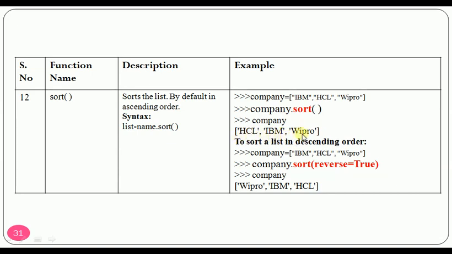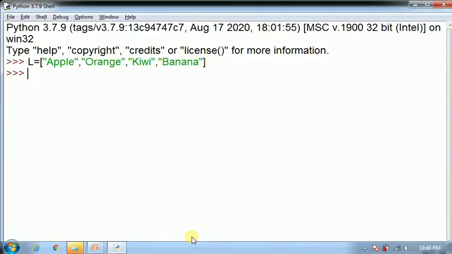HCL, IBM, Wipro. Then suppose I want to order it in reverse, that means descending order. I have to mention a parameter called reverse and set a value for it. Reverse equals true. If I specify this, it will sort the result in descending order. Now the company list is Wipro, IBM, HCL. That's all about the methods, and now let's execute these methods and see what result we get.